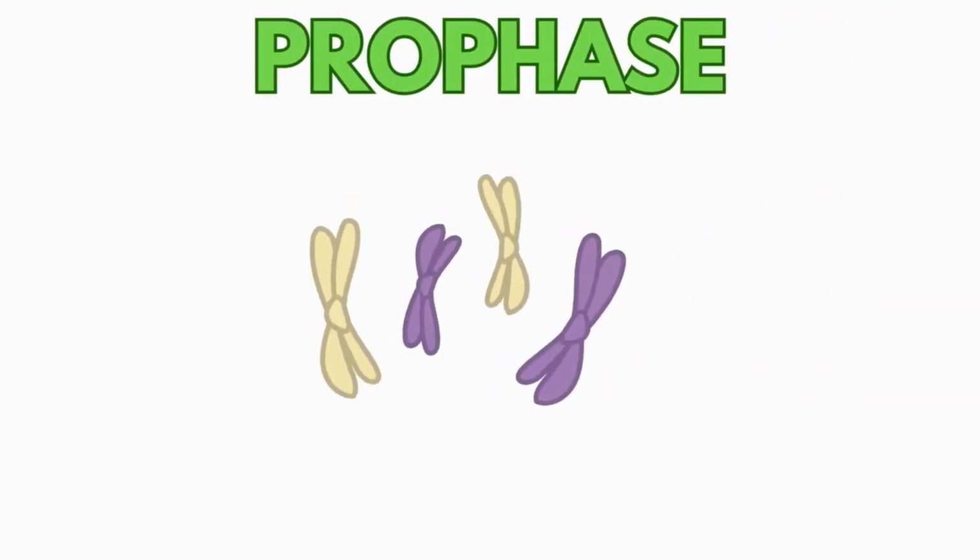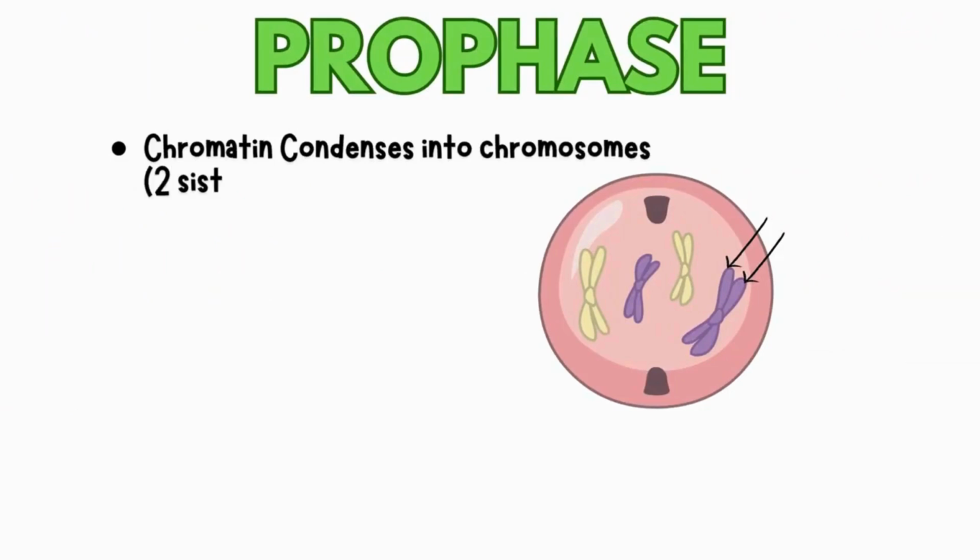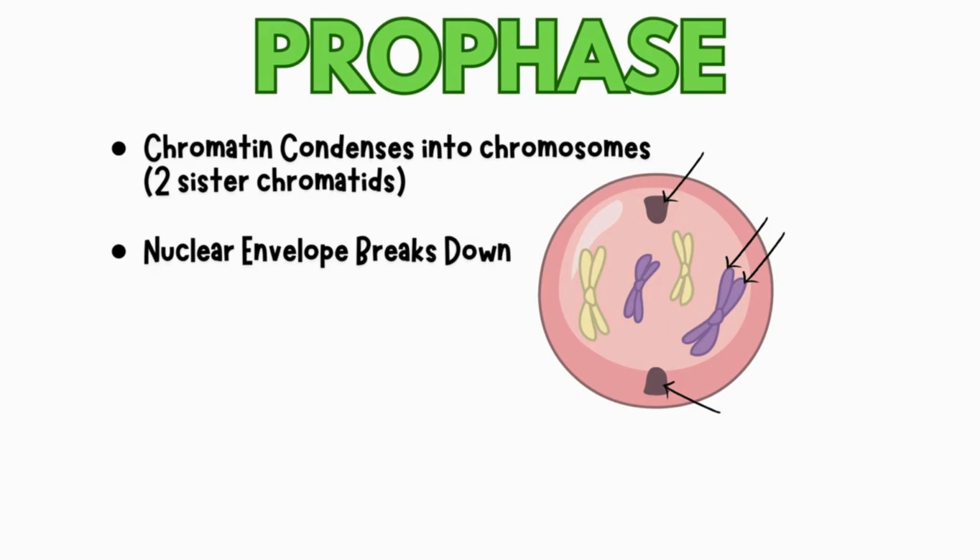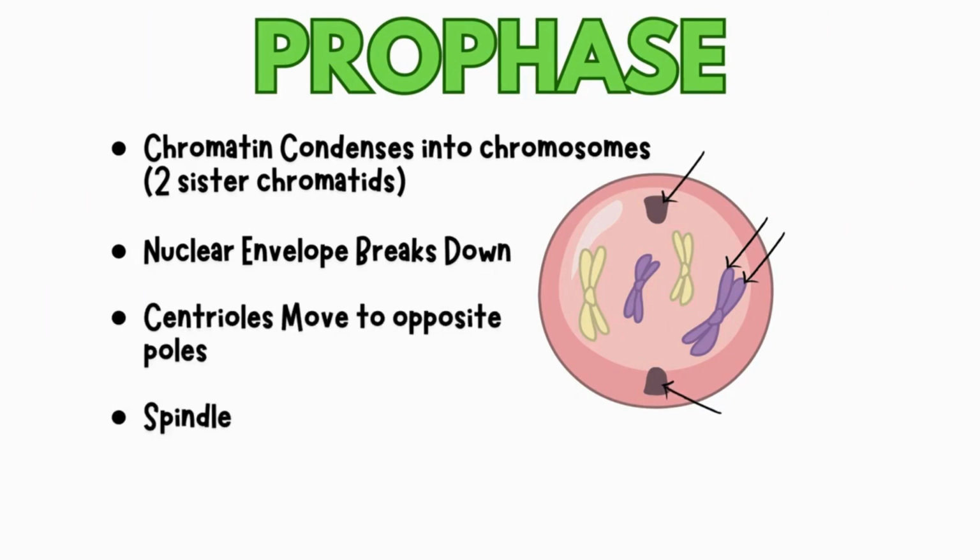Prophase is the prepare phase. The cell starts getting ready for division. The chromatin condenses into visible chromosomes, each with 2 sister chromatids. The nuclear envelope breaks down, making space, and centrioles move to opposite ends of the cell, and spindle fibers begin to form.